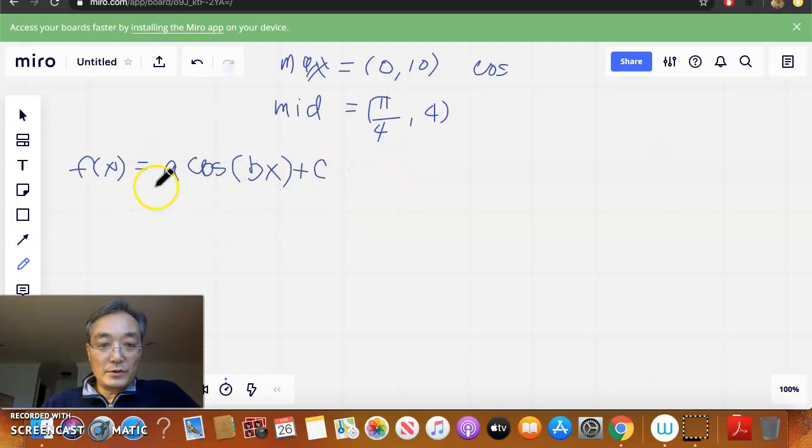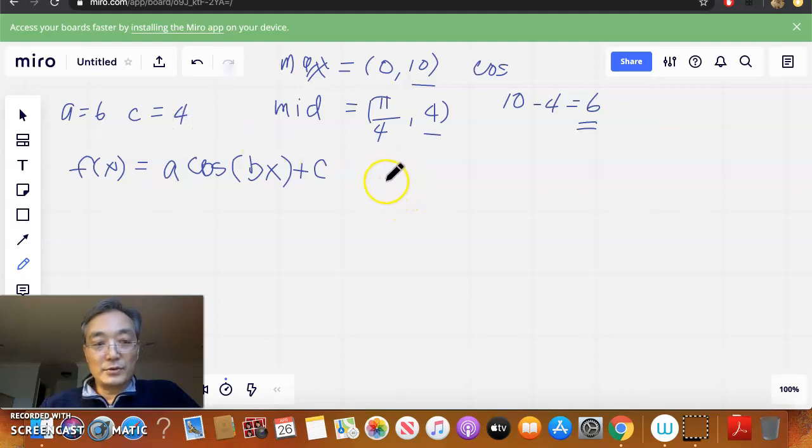So first, this is the midline, that's the max. We use the y values to calculate our amplitude. So that's 10 minus 4, which is equal to 6. The amplitude is 6, so A is equal to 6. Now let's see the midline. Midline is 4, right? There it is. C is 4, it's the y coordinate.